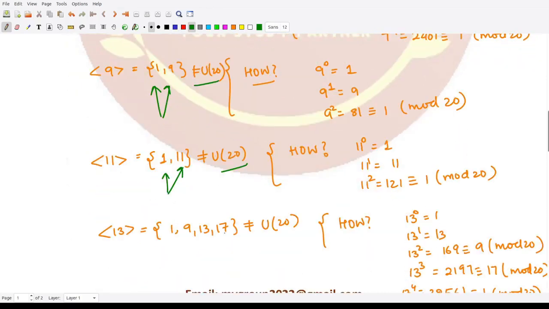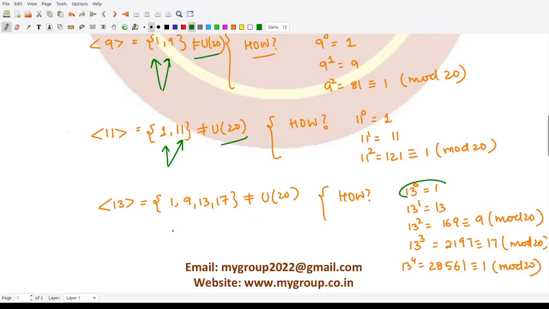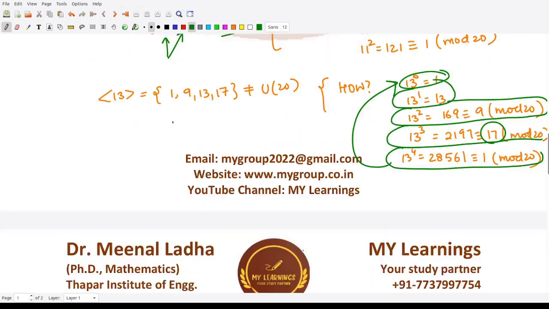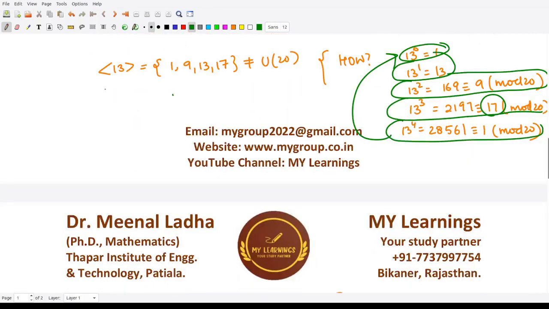What about 13? 13 also contains only 4 elements, which are 1, 9, 13 and 17. How? If you take 13 raised to power 0 it is 1, 13 raised to power 1 is 13, 13 raised to power 2 is 169, and when you take its mod 20 it comes out to be 9. 13 raised to power 3 is 2197. When you take its mod 20, the answer comes out to be 17. 13 raised to power 4 again gives you 1. So you see the numbers repeating, so you stop here. Therefore you have 4 elements within this subgroup.